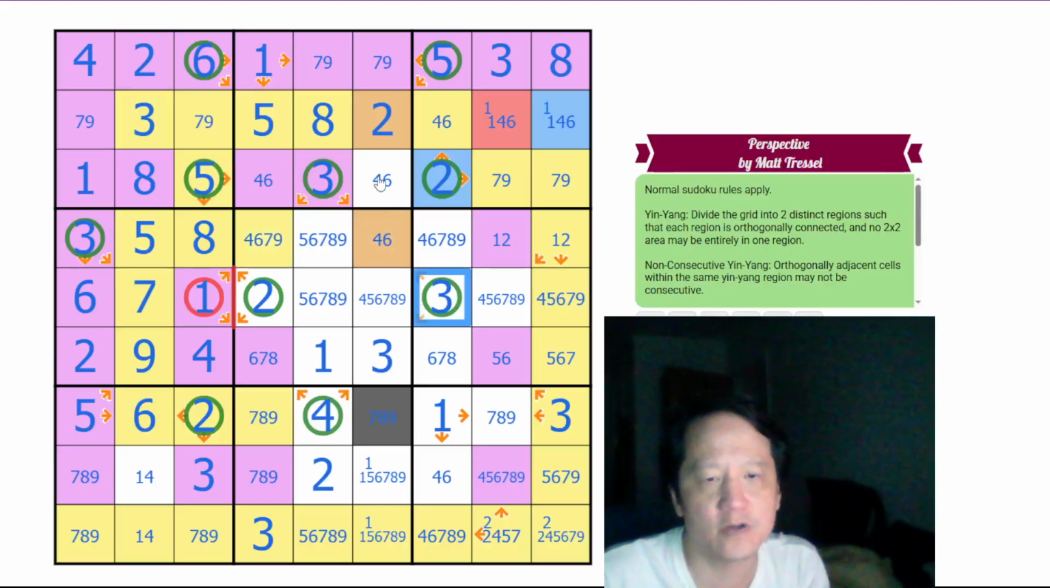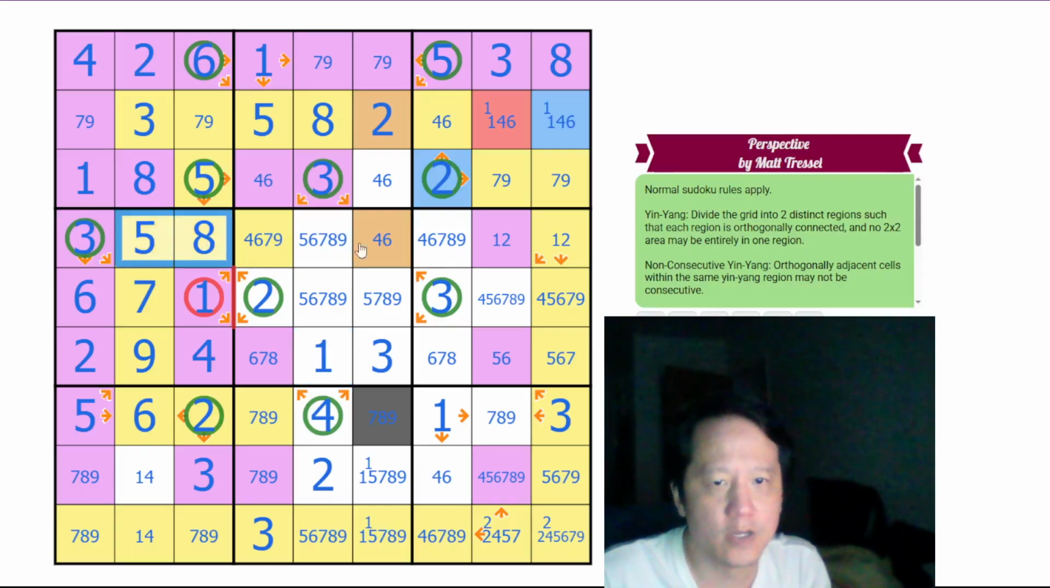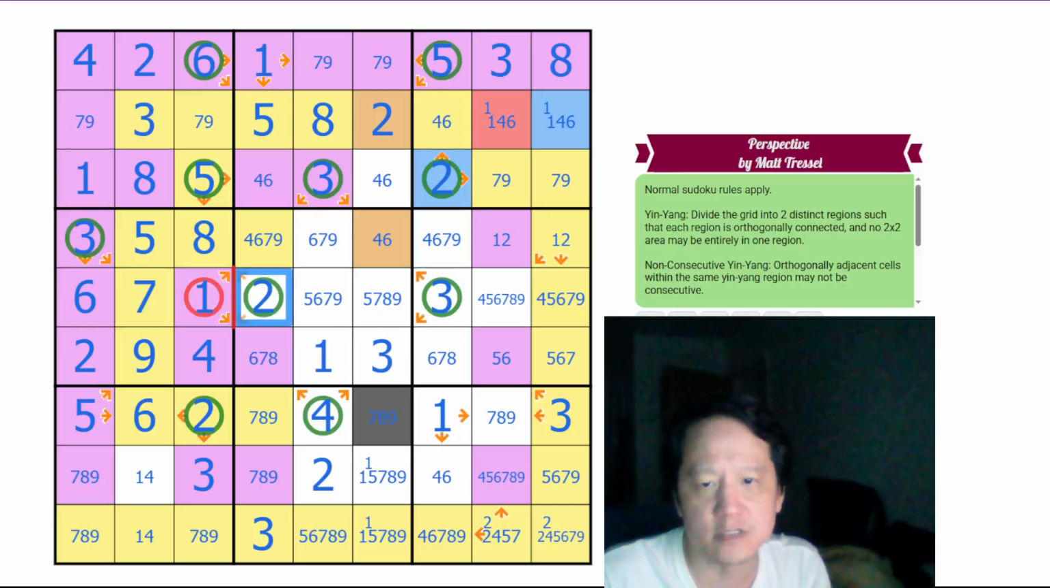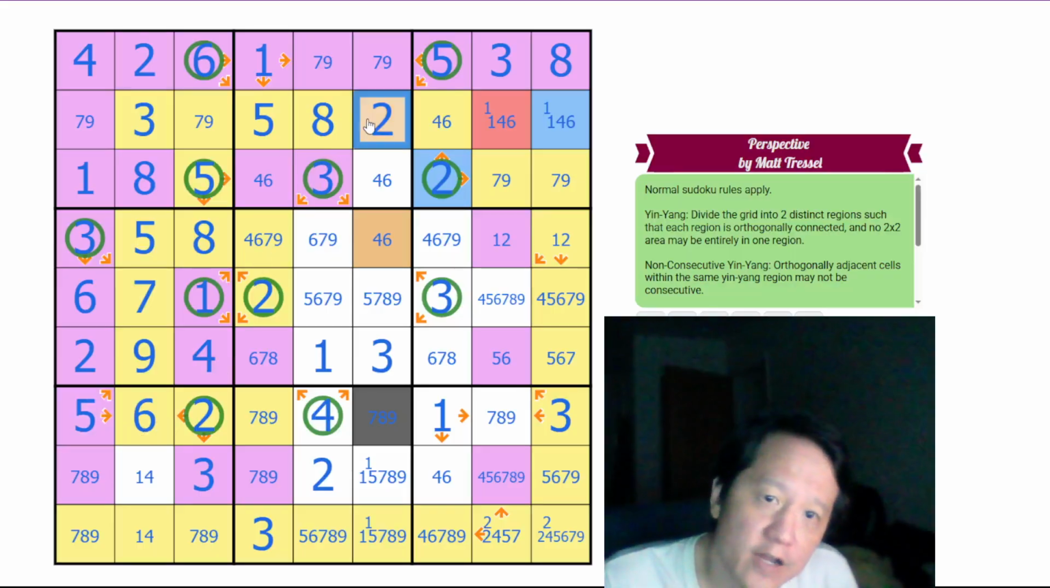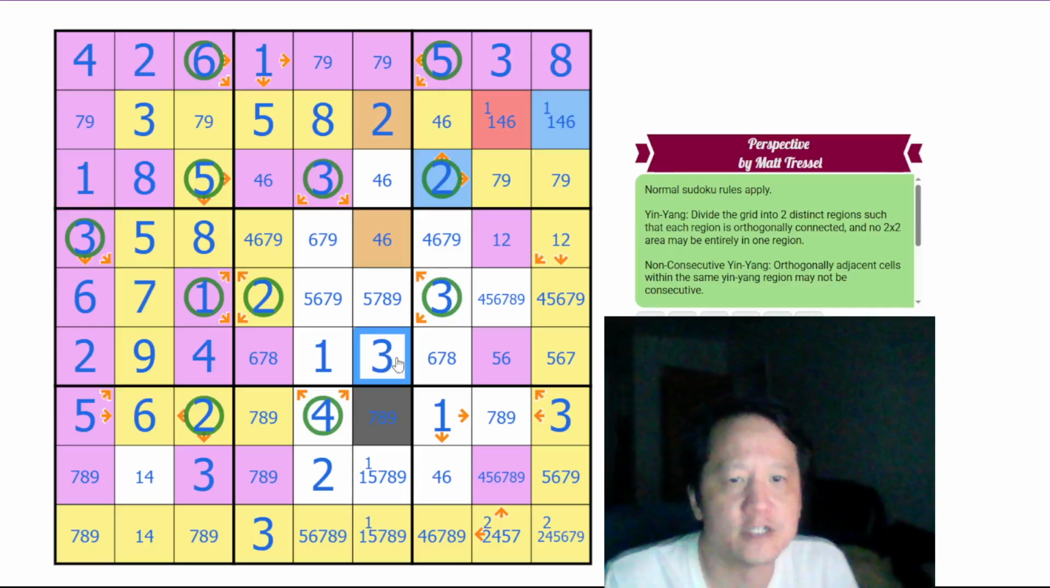No 5 here. This is 4, 6 as a pair, which eliminates 4, 6 in the rest of the column. 5 and 8 eliminate 5 and 8 here. This 8 eliminates 8 here. Where? We don't know. So this is pink, which makes this yellow, because these are consecutive. So the 1 is now done. 5. We still don't have very much information there.